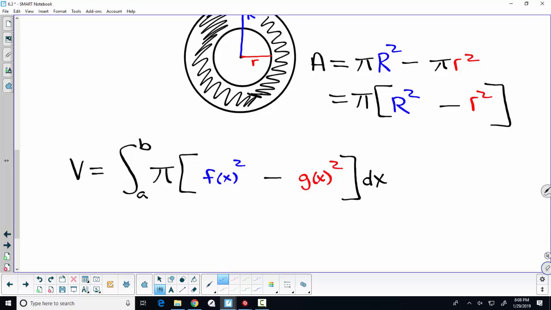So for this to become the disk method, what has to happen? Multiply by pi and square. Well, so we do have the pi and the square, right? We would only have one function, and it would just be f of x, which is the disk, right? Right. So if it's the disk method, then the function g of x is 0. It is one of the axes, right?